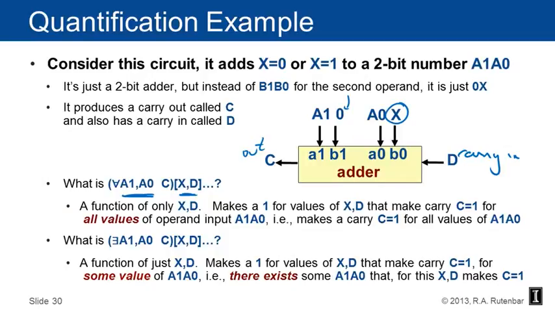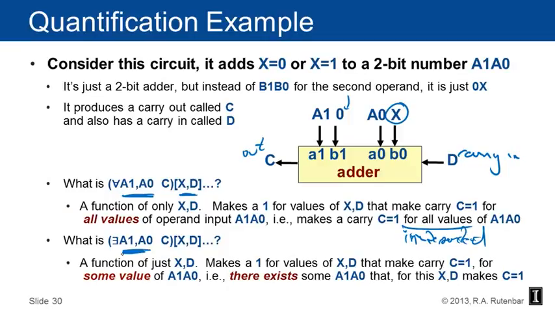Right? If you tell me these particular values of x and d, I guarantee you that I'll make a carry out independent, okay? The other way to write this is independent of a1 and a0. What about the existential quantification?